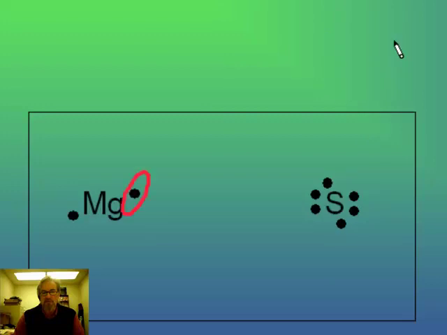Magnesium has 2 electrons to get rid of. Sulfur needs to gain 2 electrons. So magnesium loses both of its electrons to its sulfur, and we see that 1 magnesium is all we need to stabilize 1 sulfur. So again, it's a 1-to-1 ratio, Mg1S1, or just MgS.